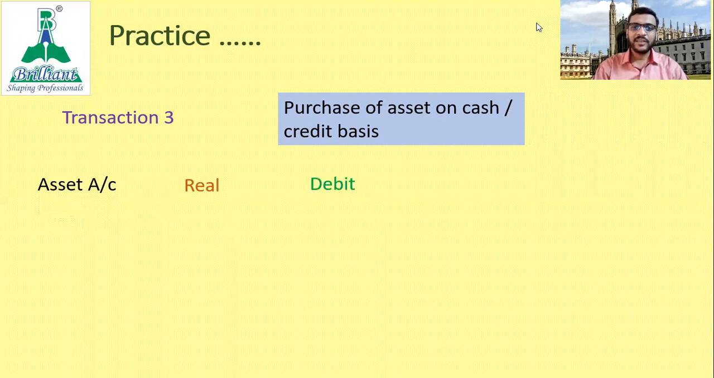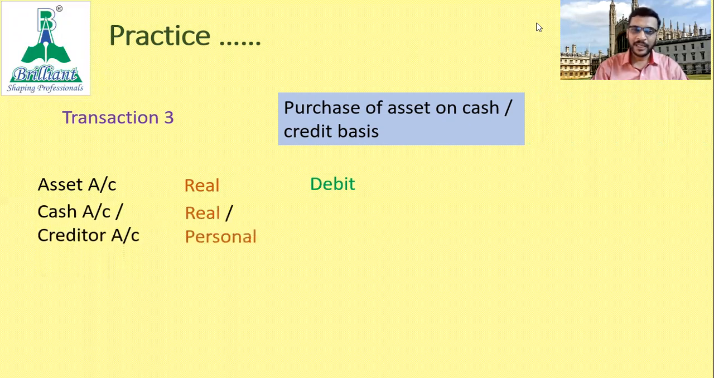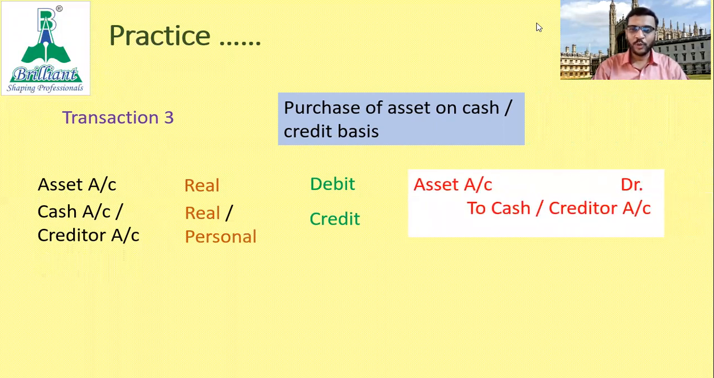Then second is cash or creditor. Cash is real, creditor is personal. Since the asset account is debited, the cash account should be credited. And now the entry is very simple. The entry will be asset account debit to cash or creditor account. Okay. So 3 transactions are over. Now let's see. Is there any more?